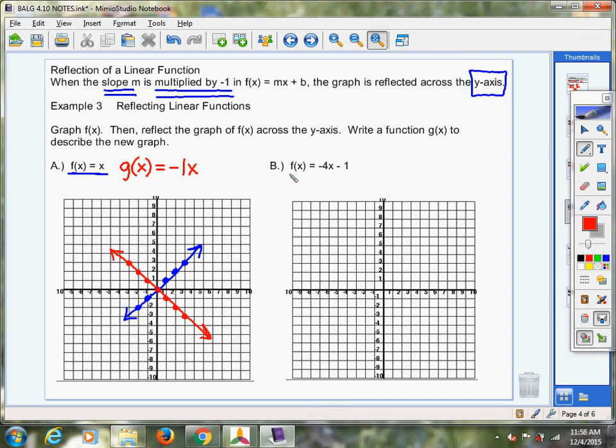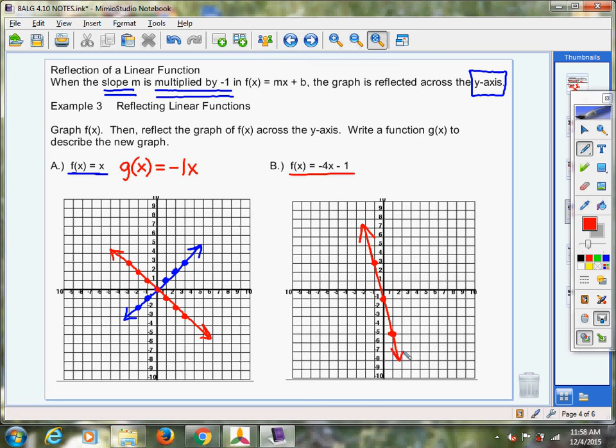Okay, let's look at this one. That's kind of weird. We're going to start at -1, and we're going to go down 4, right 1, or you can go up 4, left 1. Okay, so here's this particular graph.